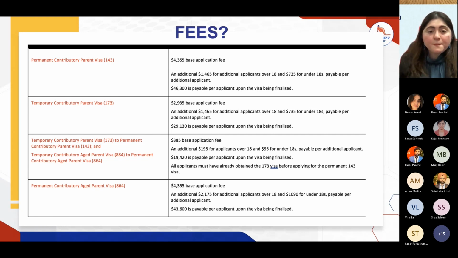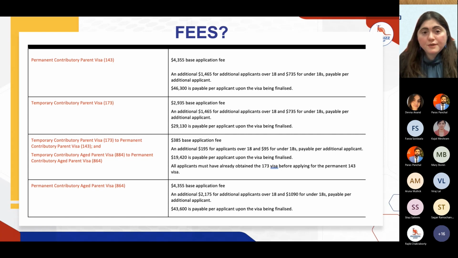So different fee structures. When we talk about the 143, which is the permanent contributory parent visa, there is a base application fee. When I talk about the base application fees, it means that you have to pay that at the time of application, when the application is lodged. The parent visa is a paper application, so at the time of lodging you need to pay the basic fees, which is $4,335 for the main applicant. The main applicant will be your mother, for example, and an additional applicant will be the father, as an example.